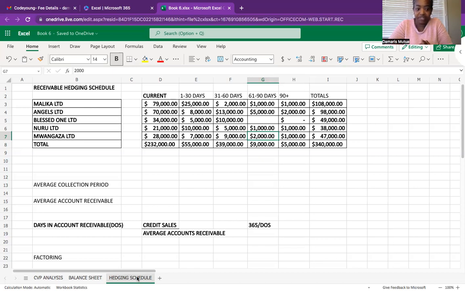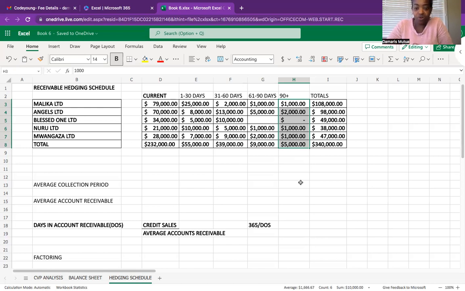So, for example, we have 79 in the current period, 25 within 1 to 30 days. Then we have 31 to 60 days, $2,000, and 61 to 90, $1,000. And then we have 90 plus days. This bucket of 90 plus is the riskiest bucket. So we need to make sure that we are following up on these receivables.